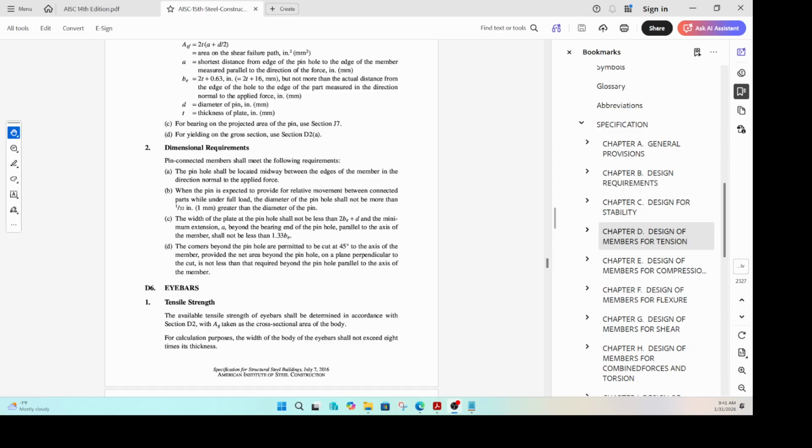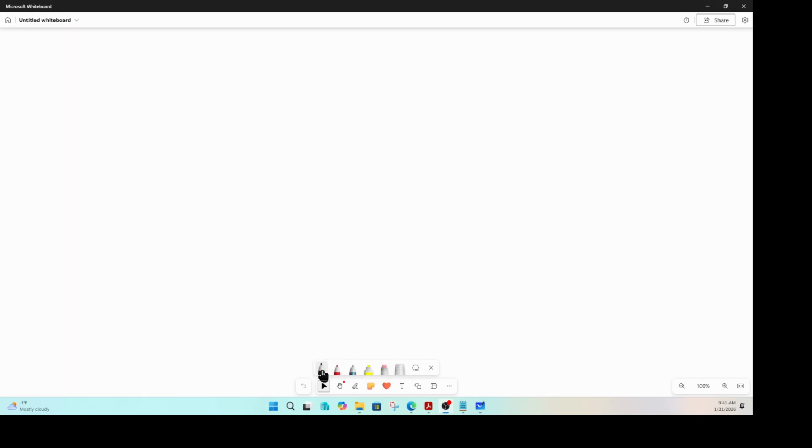So let's do some worked out examples here. Okay, so example 1, right? Pretty straightforward problem. You have a gusset plate like that, and you have a tension member like this, right?